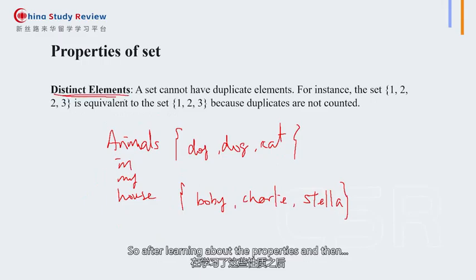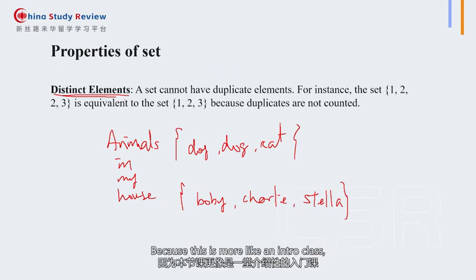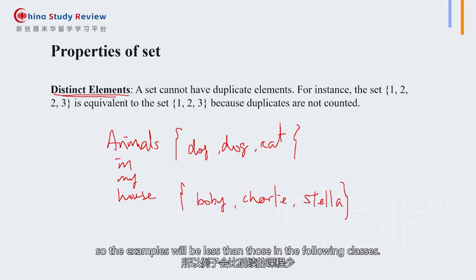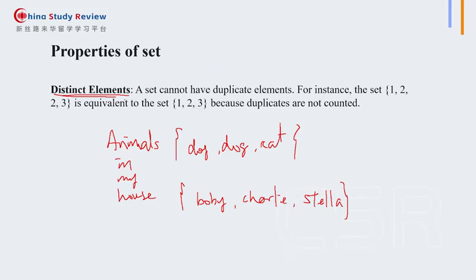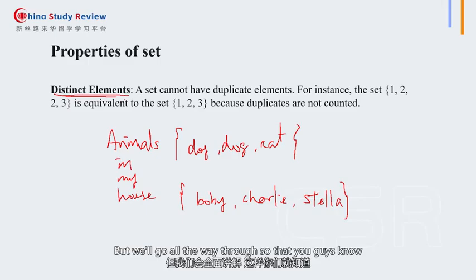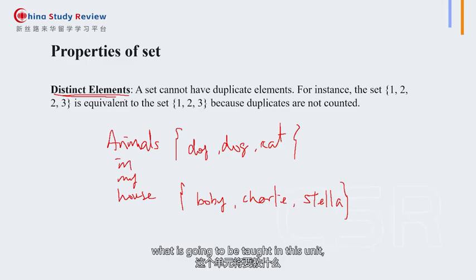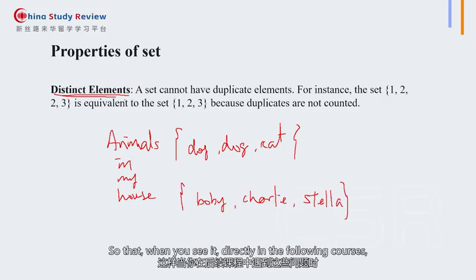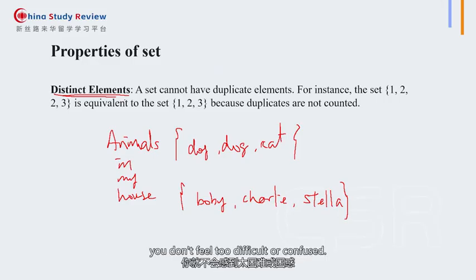After learning about the properties, because this is more like an intro class, the examples will be fewer than in the following classes. But we'll go all the way through so that you know what is going to be taught in this unit and have a brief understanding of it, so that when you see it directly in the following courses, you don't feel too difficult or confused.